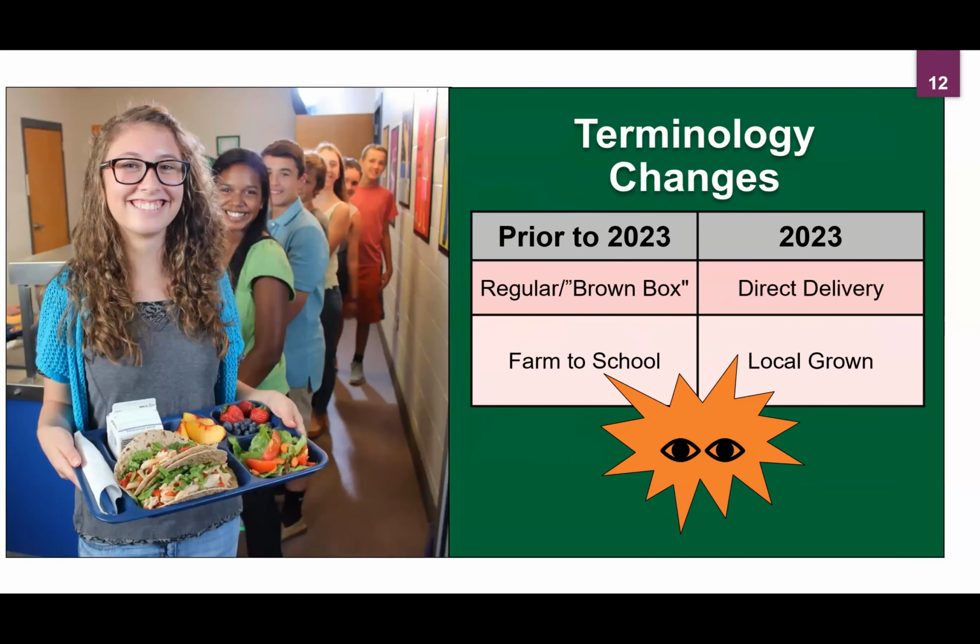Okay, so some other terminology changes. Prior to 2023, a lot of you are familiar with this term, regular, so brown box. Well, now moving forward, you'll need to make sure that you're updated with the terminology. It will now be known as direct delivery. Also, another change is farm to school. That will now be known as local grown. Please make sure that you are aware of these terminology changes.